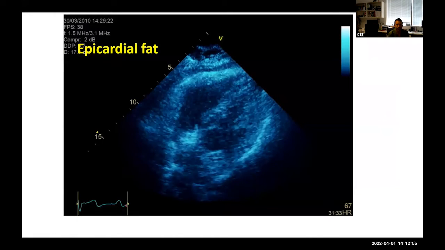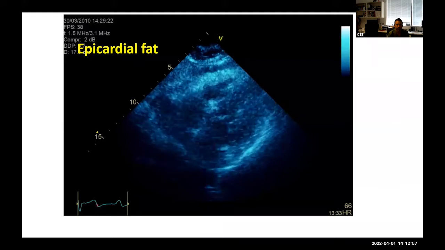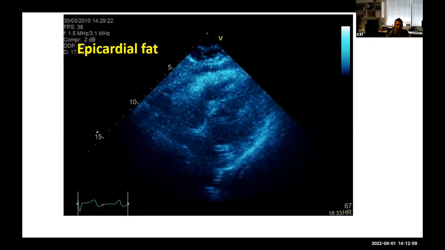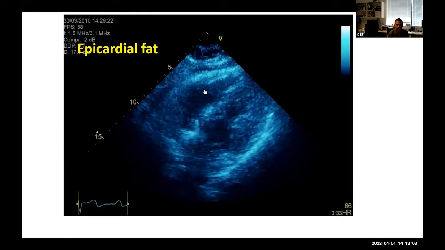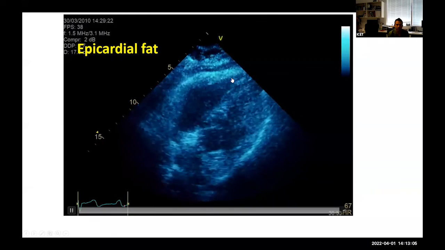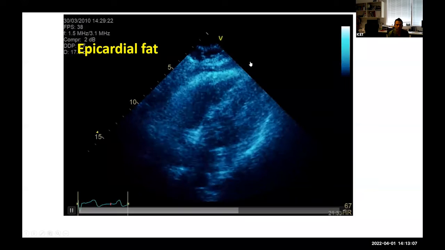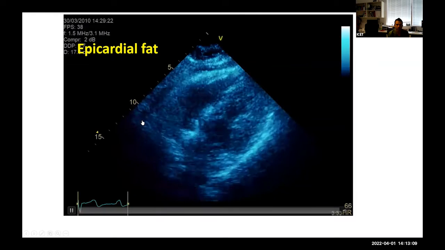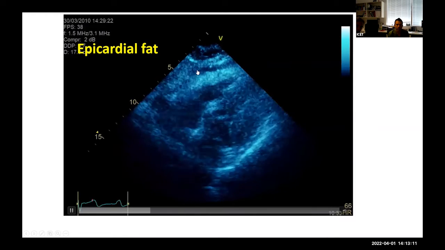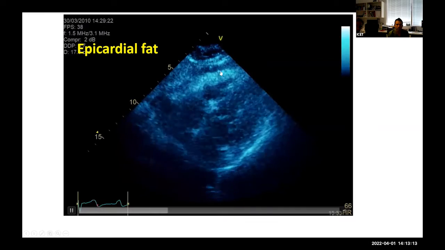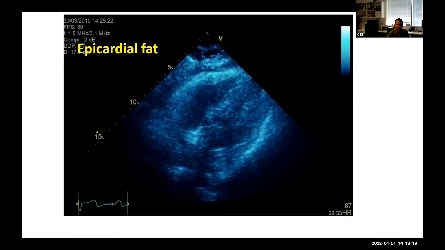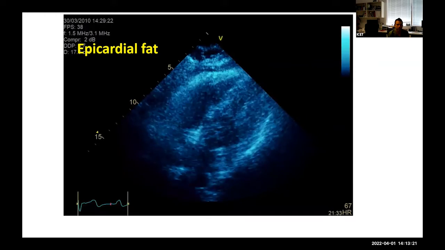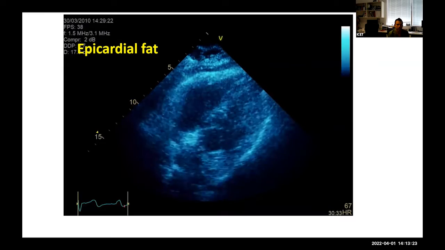Now, epicardial fat can sometimes be quite difficult to distinguish. The important things to think about are, if it's epicardial fat, it's generally going to be anterior only. And the other thing is, if you can see the speckled appearance across there, you'll see the whole epicardial fat actually move with the myocardium. That's a good clue that it's just fat.